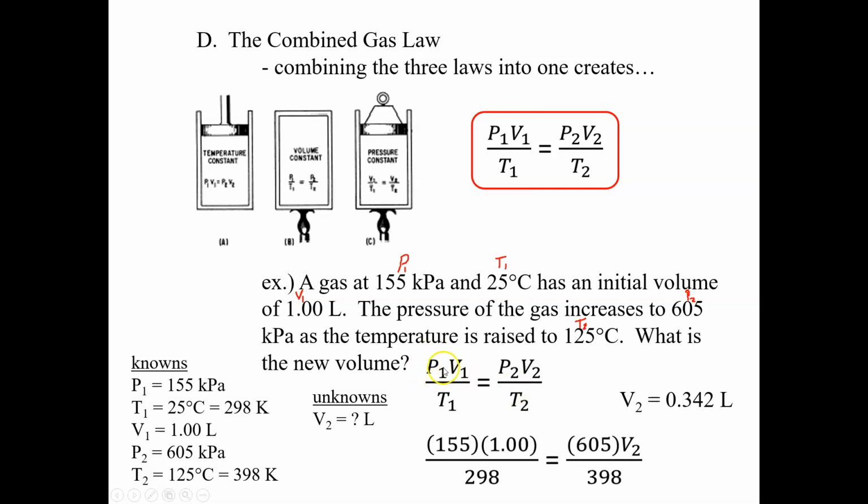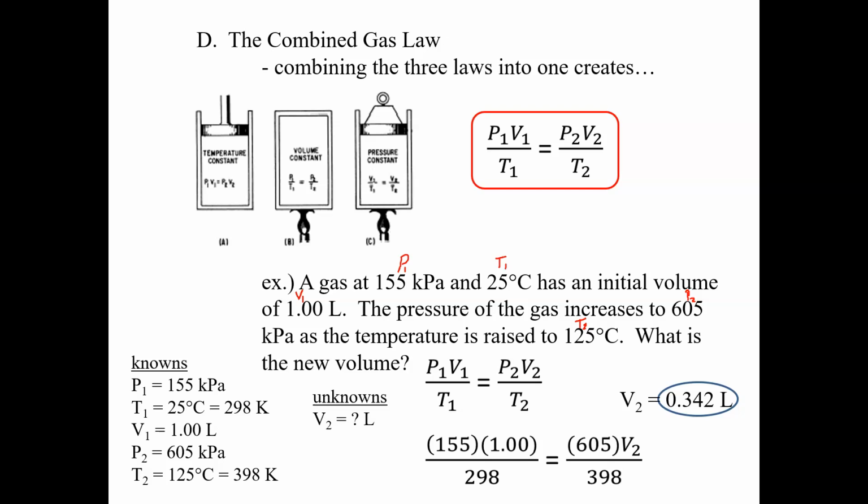Like if P1 were in kilopascals and P2 were in atmospheres, this wouldn't work. We would have to make sure they're in the same units. So these are both liters, and that's our final answer, and we circle our final answer. Okay? So that's the combined gas law, which is really useful.